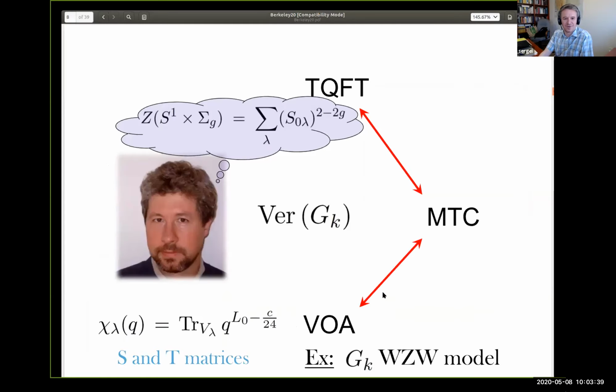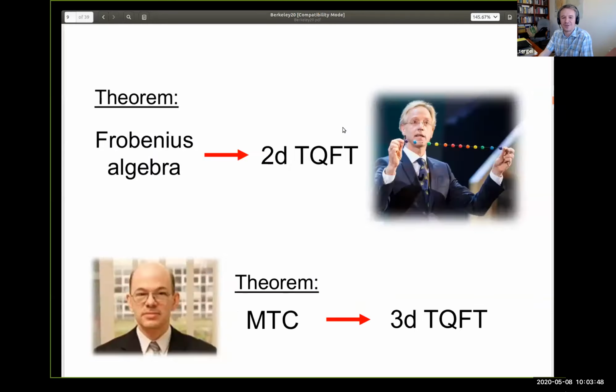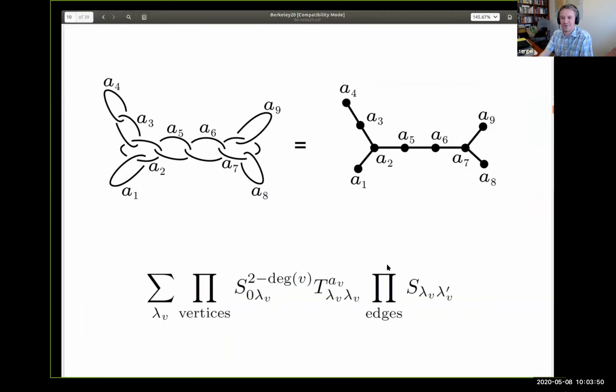So in particular, if you think about this Verlinde formula, it has exactly this structure. It's a sum over lambda, and then this S_{0λ} to the 2 minus 2g is actually a special case of this formula.